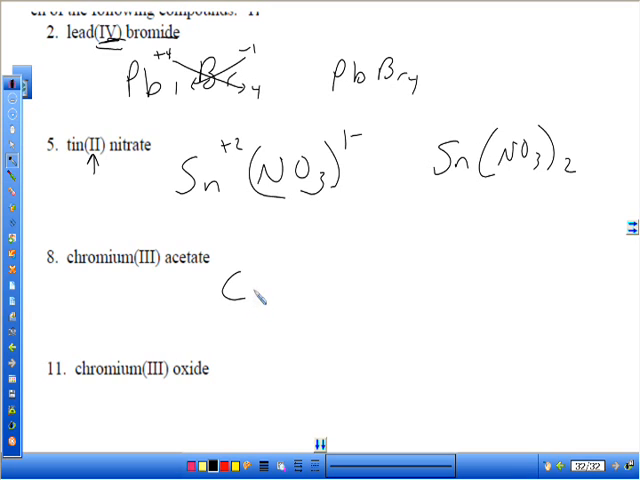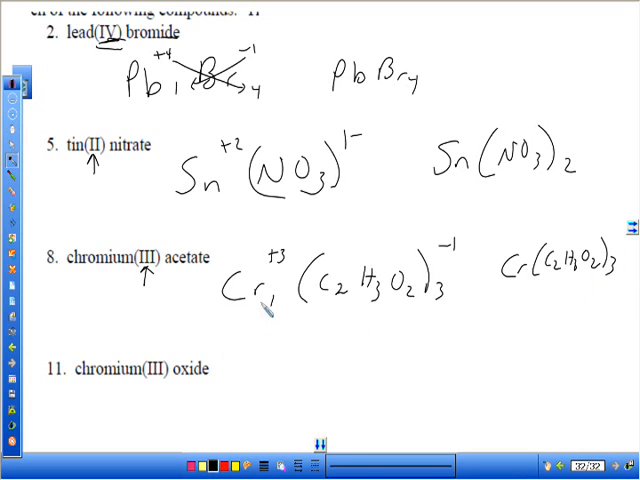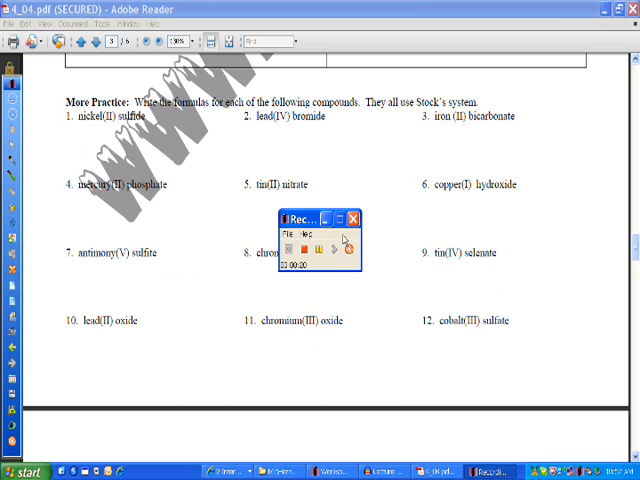Chromium, Cr. Chromium can be a +2, +3, +6. Which one is it? +3. Acetate, ATE, C2H3O2 with a -1. Crisscross the 1 and the 3. So we have Cr, C2H3O2 taken 3 times. Chromium 3 again. Oxide, IDE, -2. So that's going to be crisscross. Okay, and there's that.